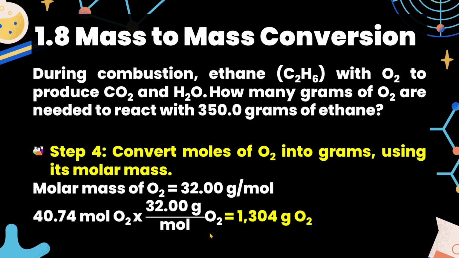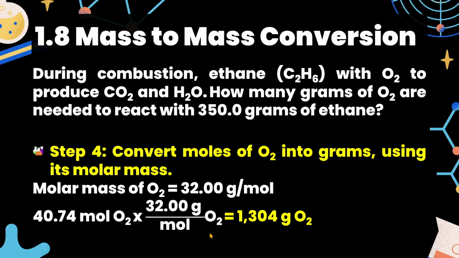The last step is converting moles of oxygen into grams using its molar mass. So the molar mass of oxygen, because there are 2 atoms of oxygen in O2, we simply add the 2 atomic masses of oxygen, 15.999 plus 15.999, and we round it off to 32.00. So we'll get the molar mass of oxygen or O2 as 32.00 grams per mole.